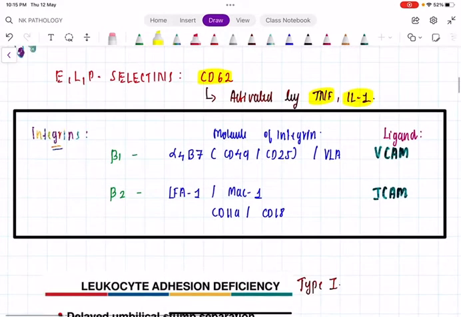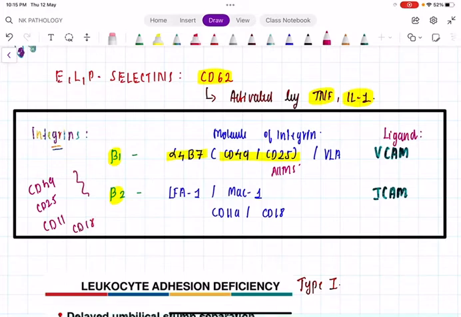Then we have integrins, and we have two types of integrins, children. One is beta 1 and another one is beta 2. Beta 1, what is the name of the molecule? It is alpha 4 B7. The CD markers are important, CD49 and CD25. Yes, this CD49 and CD25 has been asked one time in AIIMS. Which of the following are markers of integrins? Markers of integrins are CD49, I am writing here. Then another one is CD25. Then CD11 and another one is CD18.